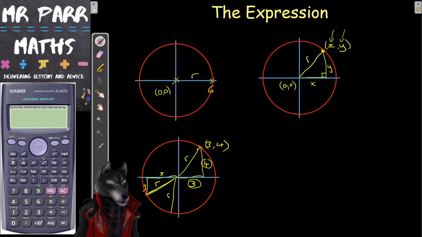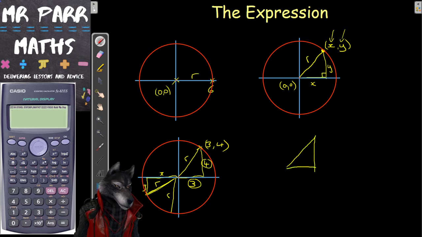Because if you consider it, what we've actually created is a right angled triangle whereby the hypotenuse is always r, the width is always x, and the height is always the y coordinate of this point. So therefore, anywhere on here would be the same. I will in fact get the same answer out.